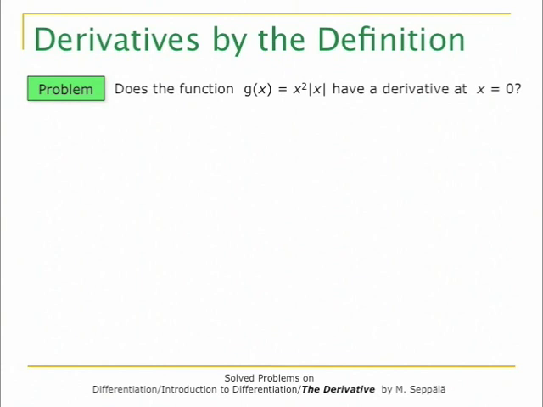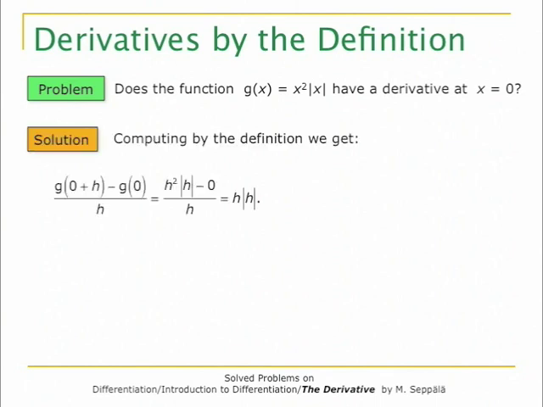In this problem, we have to find out whether the function g of x equals x squared times absolute value of x has a derivative at x equals 0. We have to compute by the definition. In the definition of the derivative, we have to take the limit as h approaches 0 of the expression g at 0 plus h minus g at 0 divided by h.